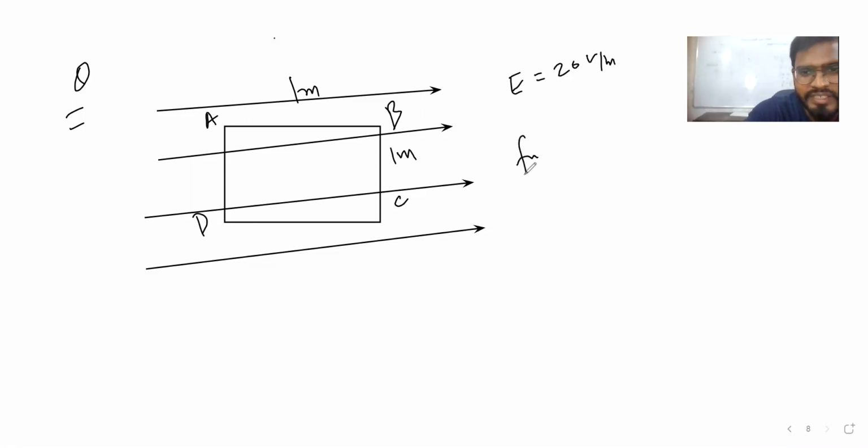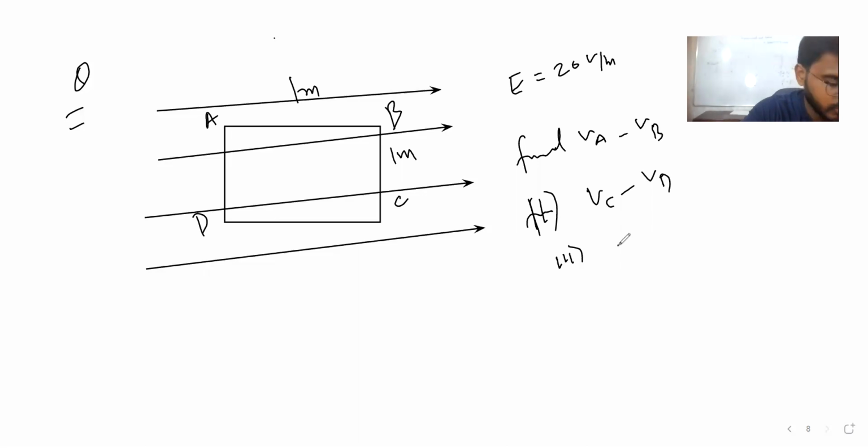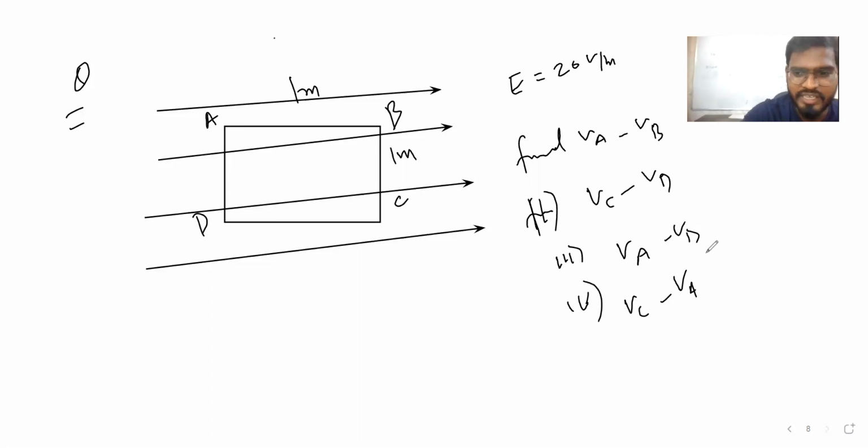They're asking to find VA minus VB. Second part, VC minus VD. Third part is what? VA minus VD. Fourth part is what? VC minus VA. These 4 parts are there. You are supposed to find VA minus VB and all.